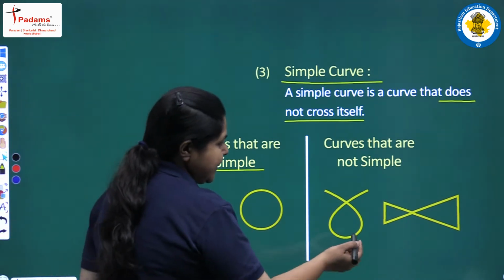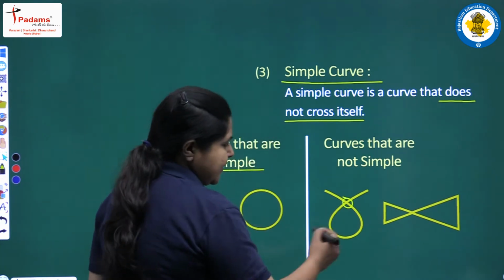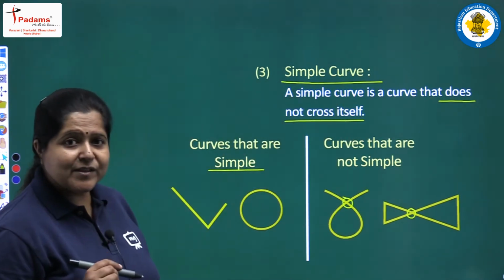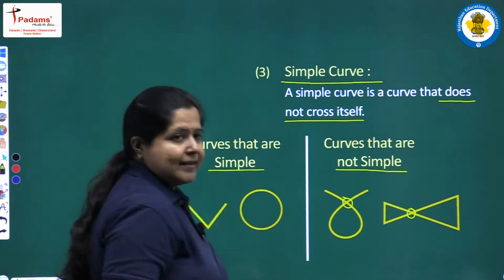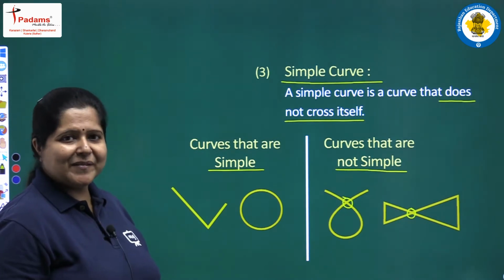And here you can see this figure. This curve is crossing itself at this point. Again this drawing or figure is crossing itself at this point. So, these are not simple. And you can draw many curves that are not simple.